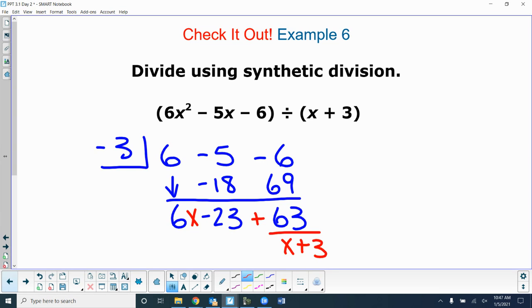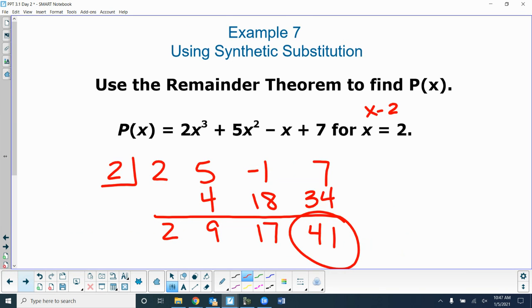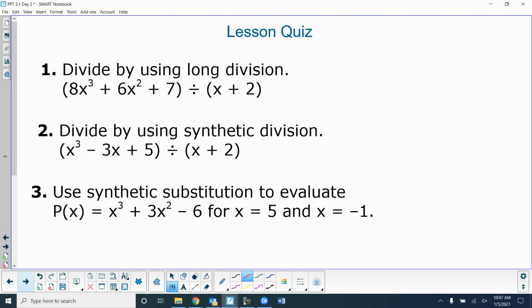So you have a couple problems that they'll ask you that. Is such and such a factor? If you get 0 for the remainder, you say yes. If you don't get 0 for the remainder, you say no. Okay? That's all. So everything else is the same. You do it as a normal synthetic division problem, and you're just looking at that remainder. If it's a 0, yes, it's a factor. If it's not 0, no, it's not. Okay?